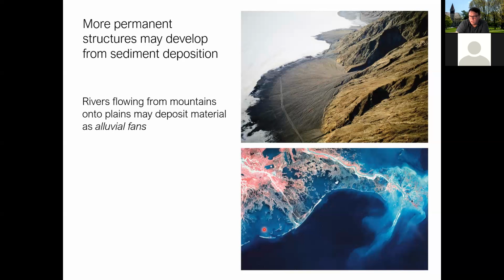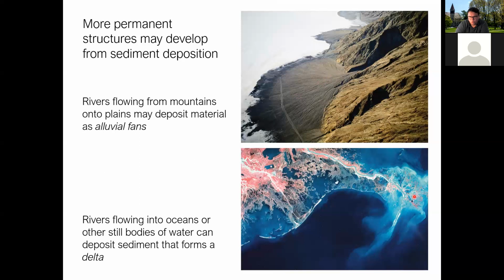And of course, the other example here is deltas like New Orleans, where you can see major deltas being formed. Where alluvial rivers carry fine grain materials into the ocean, or still bodies of water like large lakes, you can see major deposits of sediments that can lead to delta environments that accumulate sediments over a long period of time.